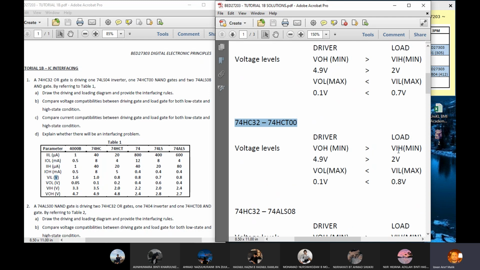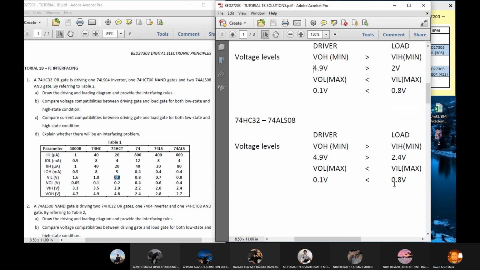Load gate yang berbeza, so HCT VIH dia adalah 2 volt, VIL dia adalah 0.8. So ganti sini 2 volt, ganti sini 0.8. And it still satisfy the equation. 4.9 greater than 2 betul, 0.1 lesser than 0.8 betul. So no problem. Then the last one, 74HC with 74ALS.